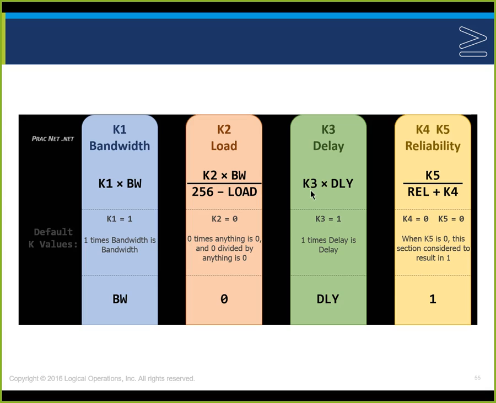The delay, the K3 is 1, and that's where we get the bandwidth, and the delay is what it actually uses. K3 is 1 times the delay that is used, and then K4 and K5 are for reliability, and K4 and K5 are 0. So we have 0, and then whatever the reliability is, 255, even if it's 100%, plus 0, again, is going to be a 0 in here. And K5 is 0. This section is considered to result in 1.